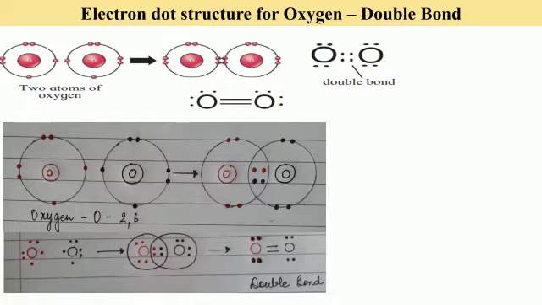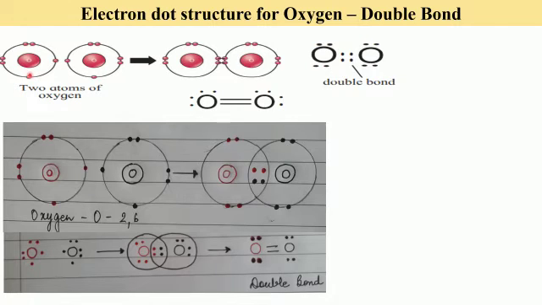Let us now see one example for double bond electron dot structure for oxygen. So we find a double bond in the oxygen molecule. Here we have two oxygen atoms. The nucleus has been shown in both the cases and the valence shell has been shown.